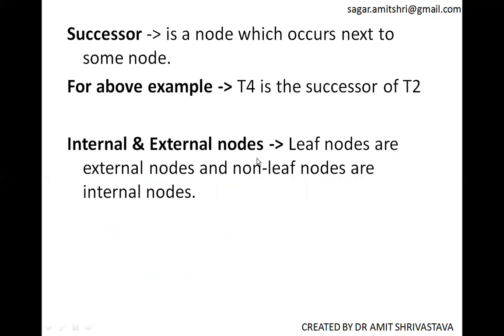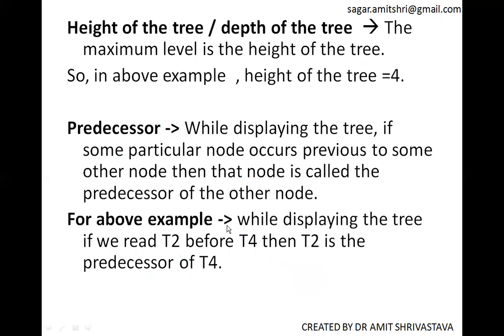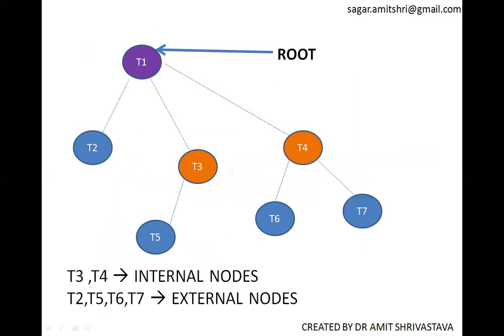Now internal and external nodes. So the leaf nodes are called external nodes and non-leaf nodes are called internal nodes. So here in this example, T1 is the root, T2, T5, T6 and T7 are the terminal nodes or the leaves, and T3 and T4 are my internal nodes. So non-leaf nodes are called as internal nodes.